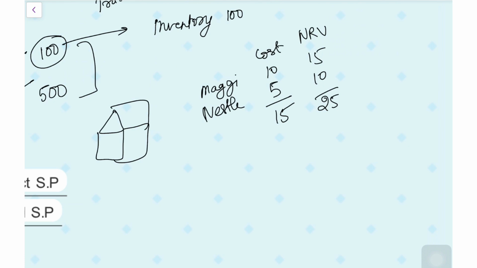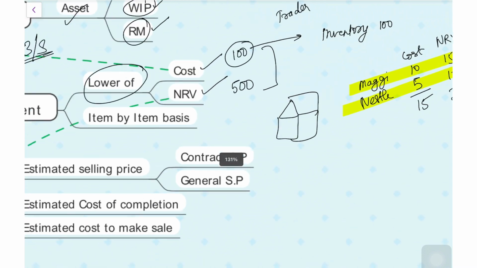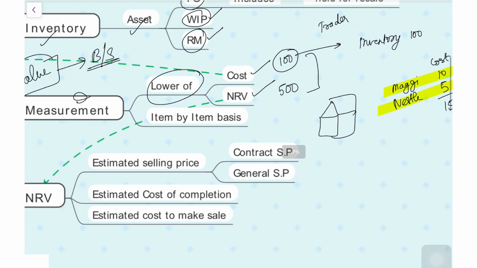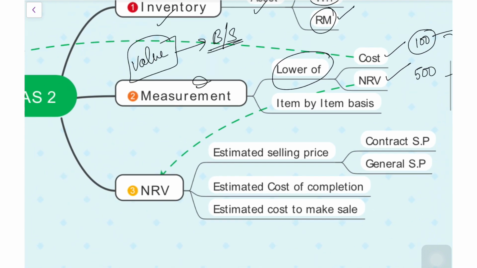You have to always value inventory on an item by item basis. First take up Maggi and see which is lower, cost or NRV. Then take up the chocolate, and see cost or NRV, whichever is lower. So you have to go item by item. Okay, so that is what measurement talks about.